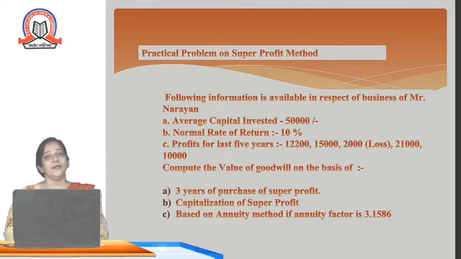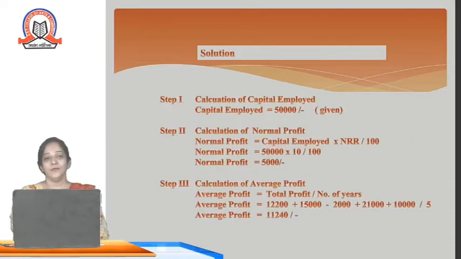Now as you can see, our first step is the calculation of average capital employed. Here the average capital is already given, so we are not supposed to put any formula here. We will write calculation of capital employed, that is 50,000, which is already given. Then step number 2, we have the calculation of normal profit. We will apply the formula: normal profit is equal to average capital employed into NRR divided by 100. We will apply that formula and get the amount.